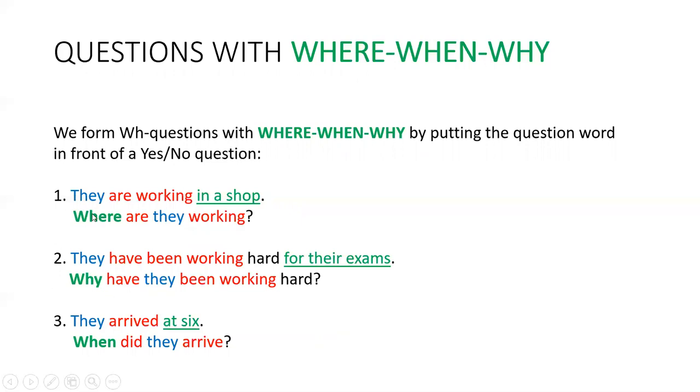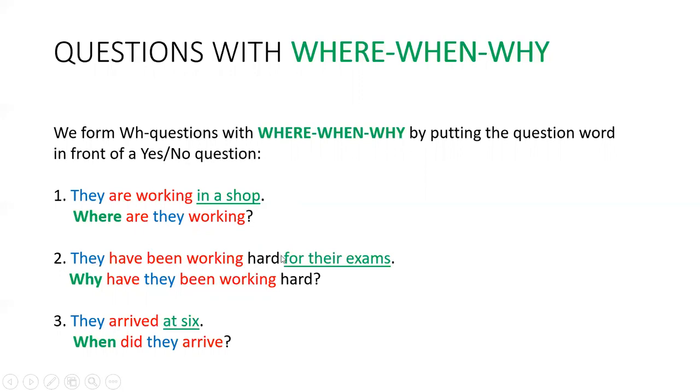Let's look at this. They are working in a shop. How can I form a yes/no question here? I just move the are before they. Are they working in a shop? Now, if I want to ask about in a shop, the place, I take it out from the statement, because now I'm going to change it into a question that has the answer in a shop. So I say, where are they working?